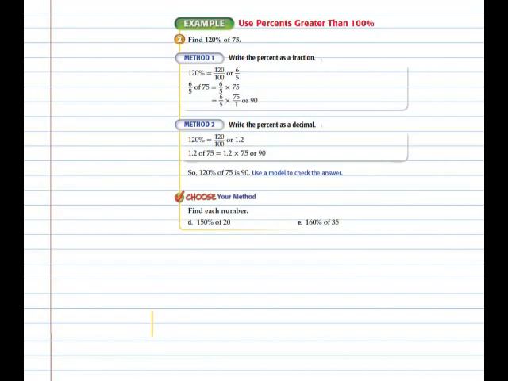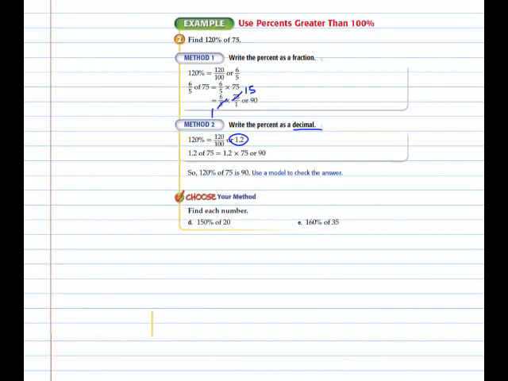Use percents greater than 100. 120% of 75 would be the fraction 120 over 100, which simplifies to 6 over 5. 6/5 times 75. They don't show the simplifying here, but you could simplify here and make this a 1, make this a 15. 6 times 15 is 90. 120% as a decimal equals 1.2. In this case, we're changing it to a decimal instead of a fraction. So 1.2 times 75 will also give us 90.